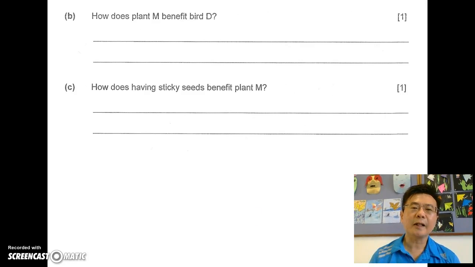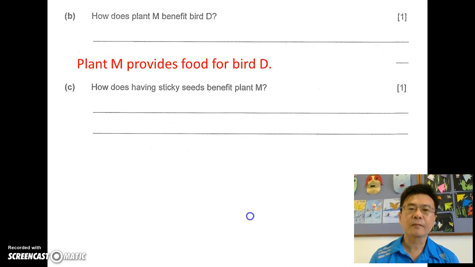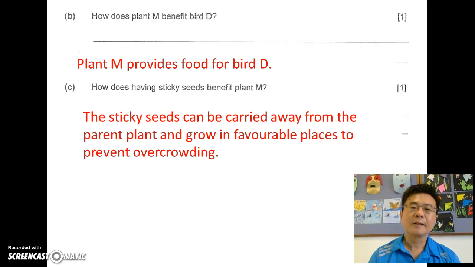How does plant M benefit bird D? Plant M provides food for bird D as bird D feeds on its fruits. How does having sticky seeds benefit plant M? The sticky seeds can be carried away from the parent plant and grow in favorable places to prevent overcrowding.